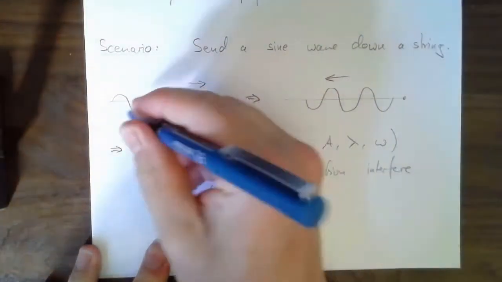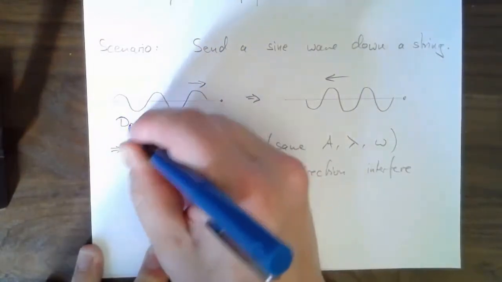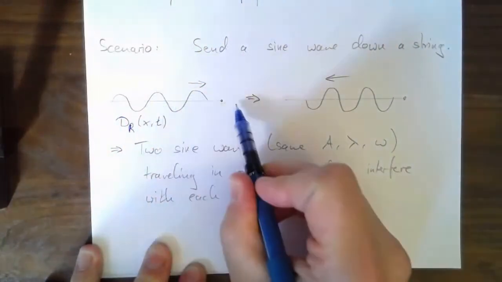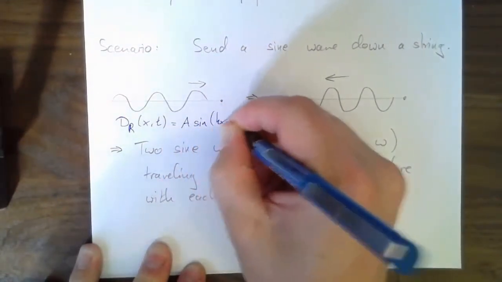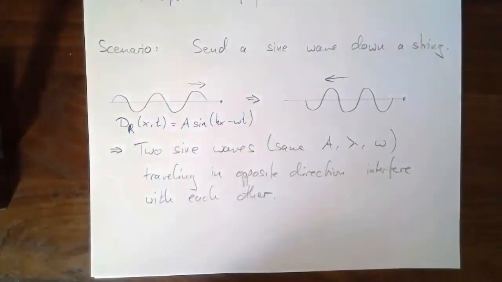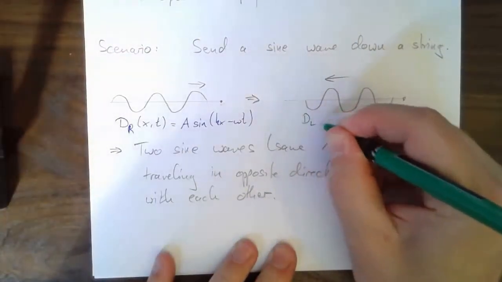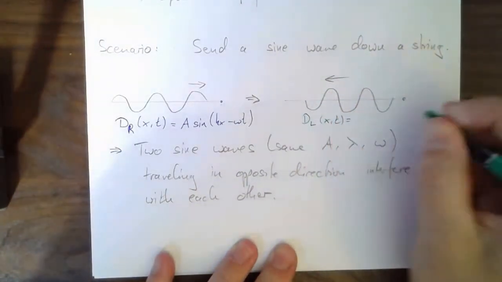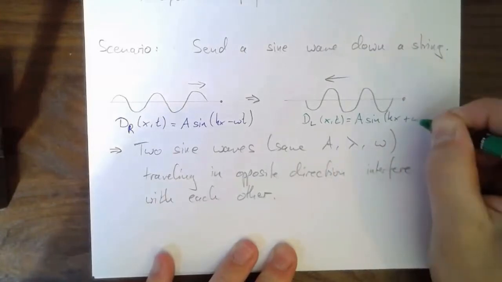So the one traveling to the right, it's going to be the displacement for this one. Let's call it d going to the right, dr, of x and t, right, so x being the position along the string, it's equal to the amplitude times the sine of kx minus omega t. And then the other one here, let's call it the displacement of the left traveling wave as a function of position and time, is a sine kx plus omega t, right?